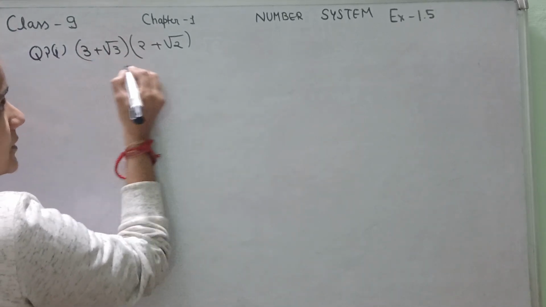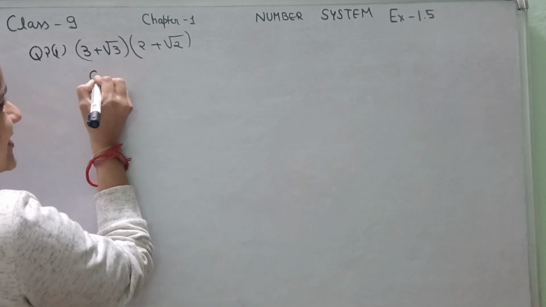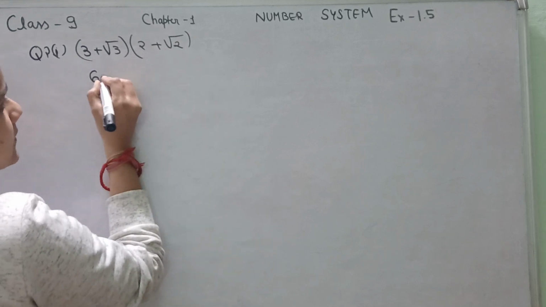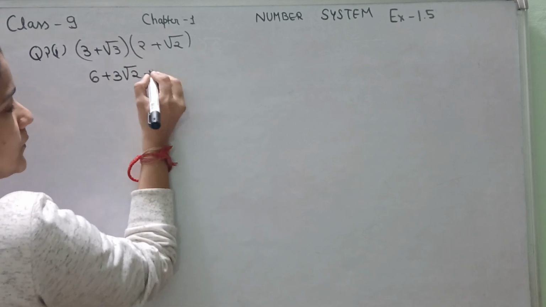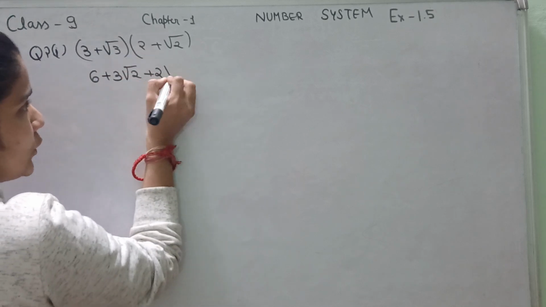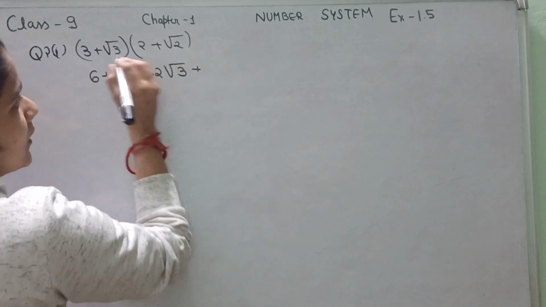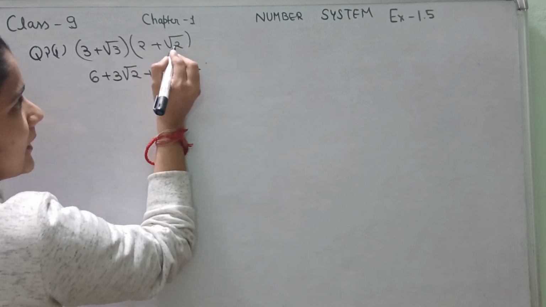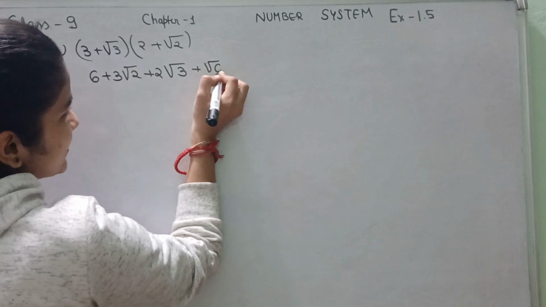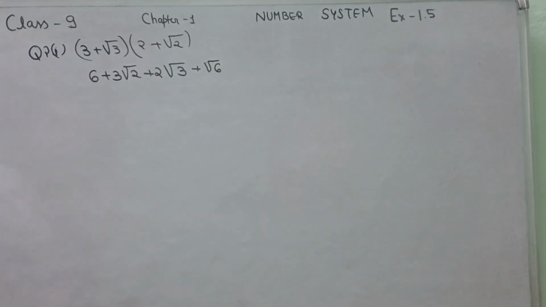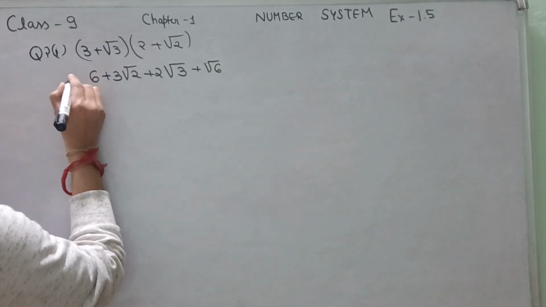3 to we need to first multiply this 3 to 6 into this 3 root 2 plus we need to multiply these to 2 root 3 plus root 6. We need to multiply these two 3 to 6. So root 6. So this is your answer.